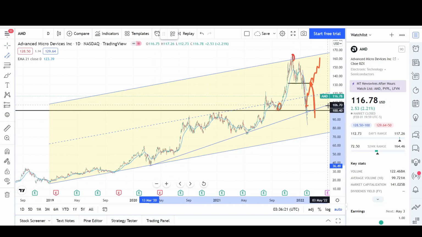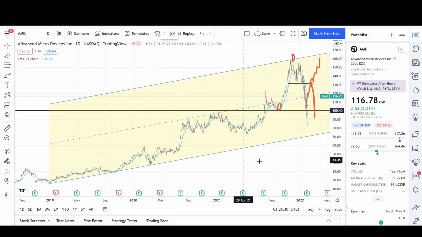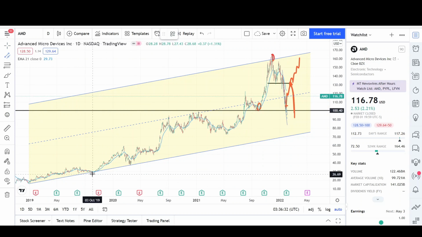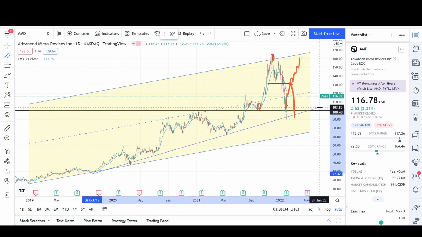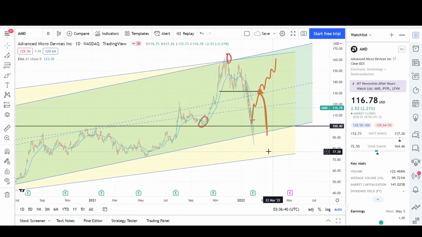But there's also another one. You can see that this is also a channel that could be in play. Let's go and erase that. Let's do that one more time. I believe this is a channel that could be in play also for AMD. So there's two uptrend channels is what I'm trying to say that AMD is inside of.